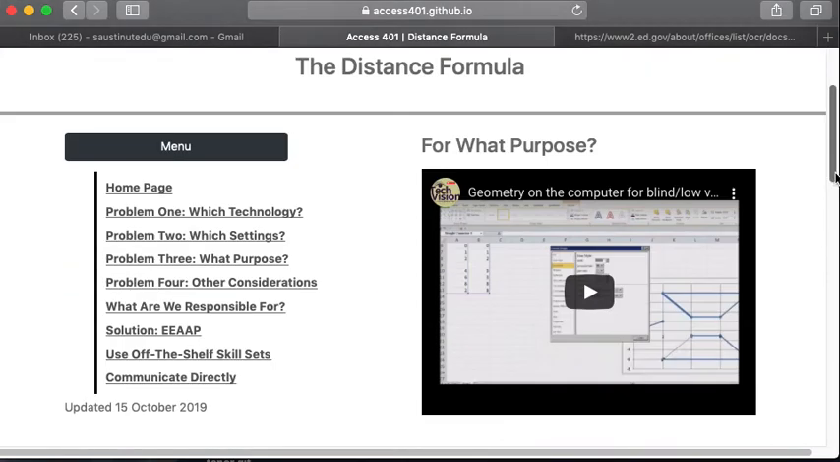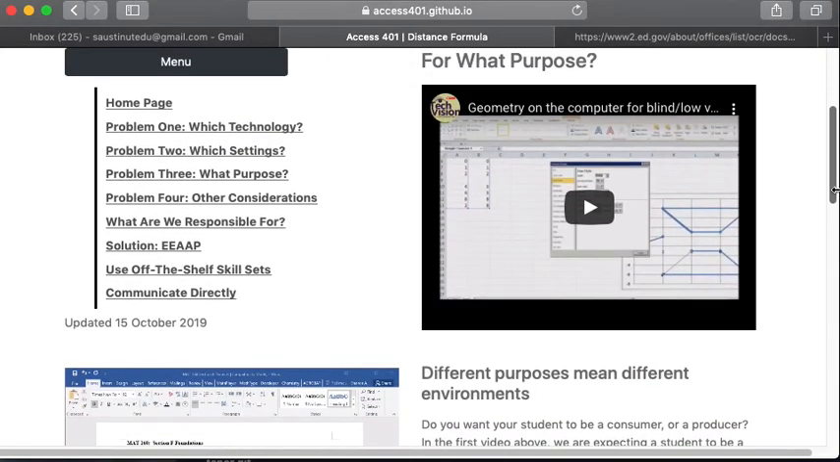Okay, another thing about checking boxes. You've checked the box, you've done a PDF, and everything's all green and happy, and your file is accessible, but that's great if you're a consumer. That doesn't mean it's great if you're a student trying to be a producer of information.